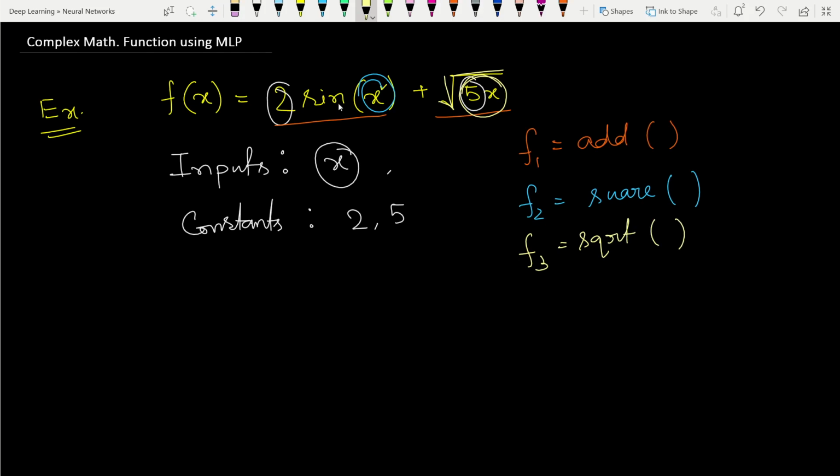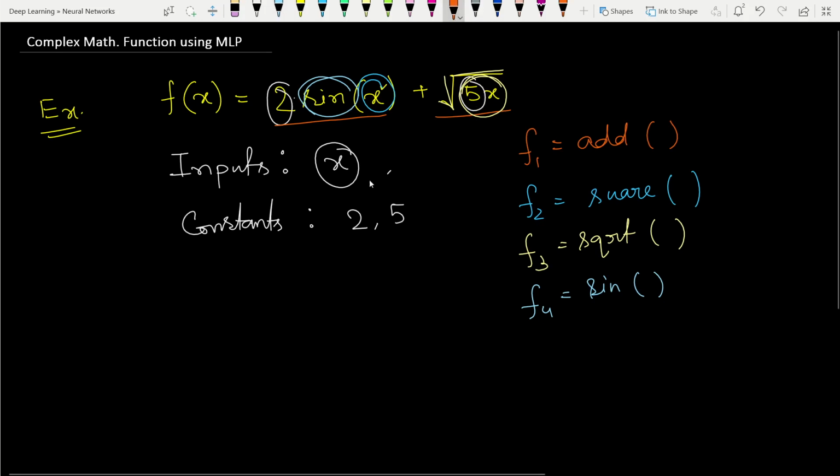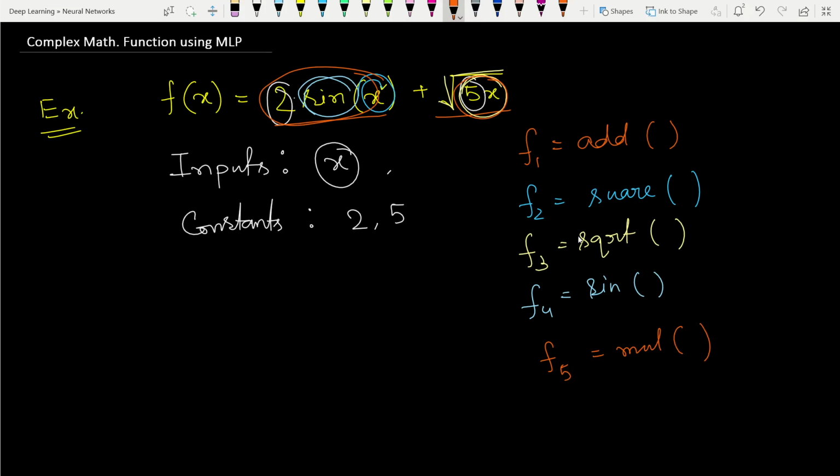Next, what function do we require for this one? For this one, the sine function is also required. I have written the sine function here. We also require something for this multiplication, 5x, 2 into sine square x, so we require another function. For this we have another function, called f5, the multiplication function. So to make this diagram, this MLP, the neural network or multilayer perceptron, we require these 5 functions.